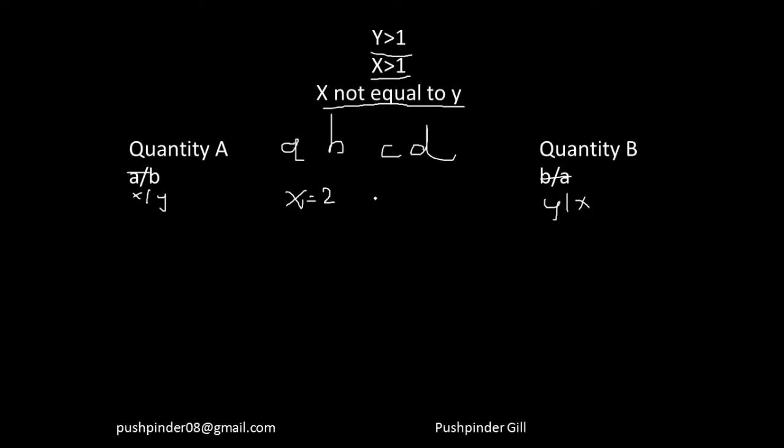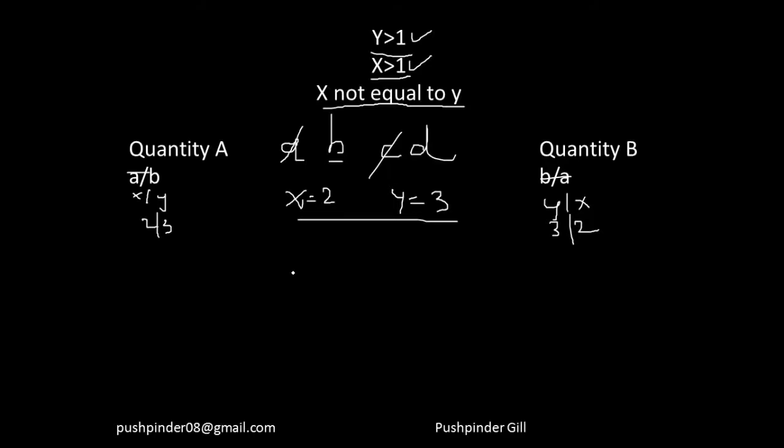I say x equals 2 and y equals 3. Is that okay? Does that satisfy y greater than 1? Yes. Does that satisfy x greater than 1? Yes. And x not equal to y? Yes. Now what is this quantity? 2 by 3. And what is this quantity? 3 by 2. Which quantity is greater here? Quantity B is greater. That means for these values, quantity B is greater, so A cannot be the answer and C cannot be the answer.